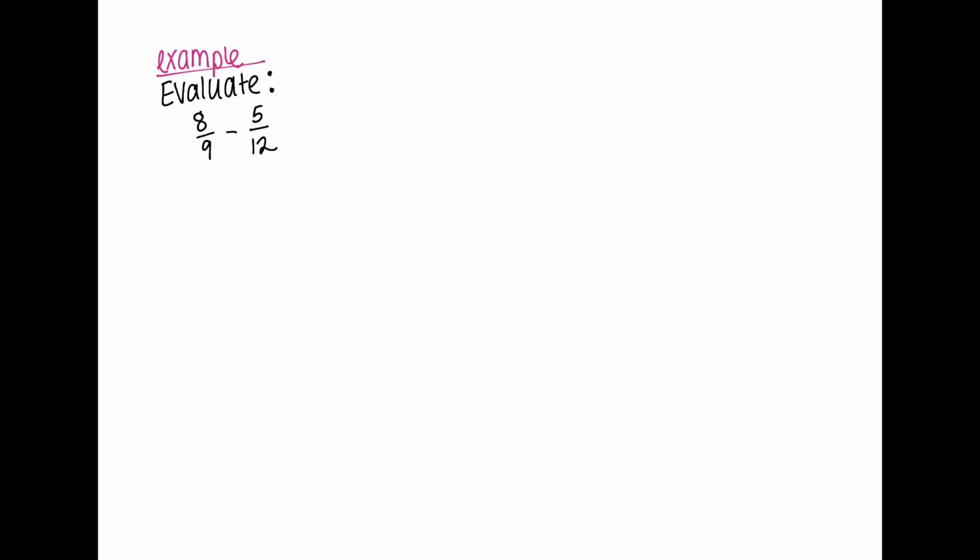Let's just make a list of the multiples of 9 and the multiples of 12 and find our LCD that way. So you have 9, 18, 27, 36, 45, 54, and we'll just stop there. 12, we have 12, that's not on my 9 list. 24 is not on my multiples of 9 list. 36 is on both lists. So the LCD is going to be 36.